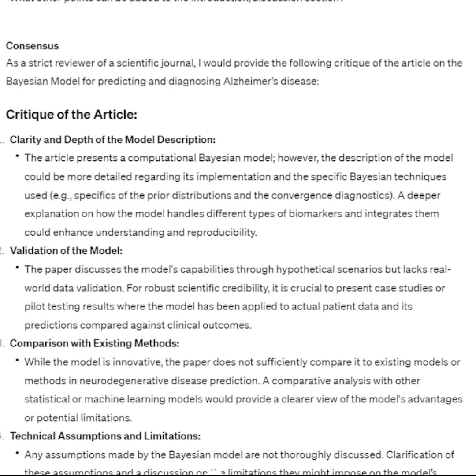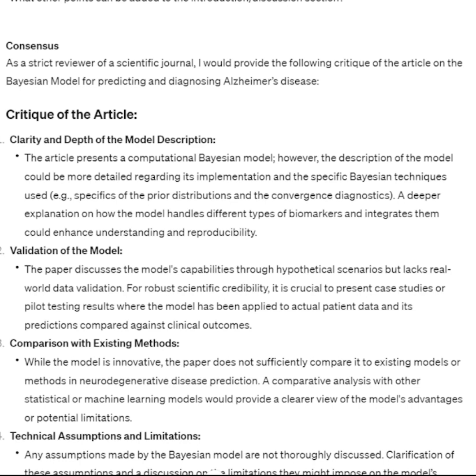However, the description of the model could be more detailed regarding its implementation and the specific Bayesian techniques used, e.g., specifics of the prior distributions and the convergence diagnostics. A deeper explanation on how the model handles different types of biomarkers and integrates them could enhance understanding and reproducibility.